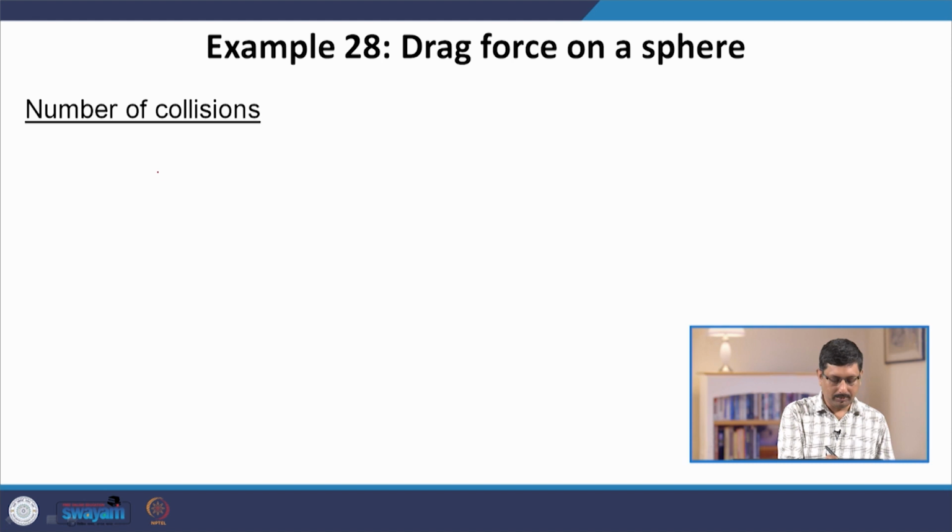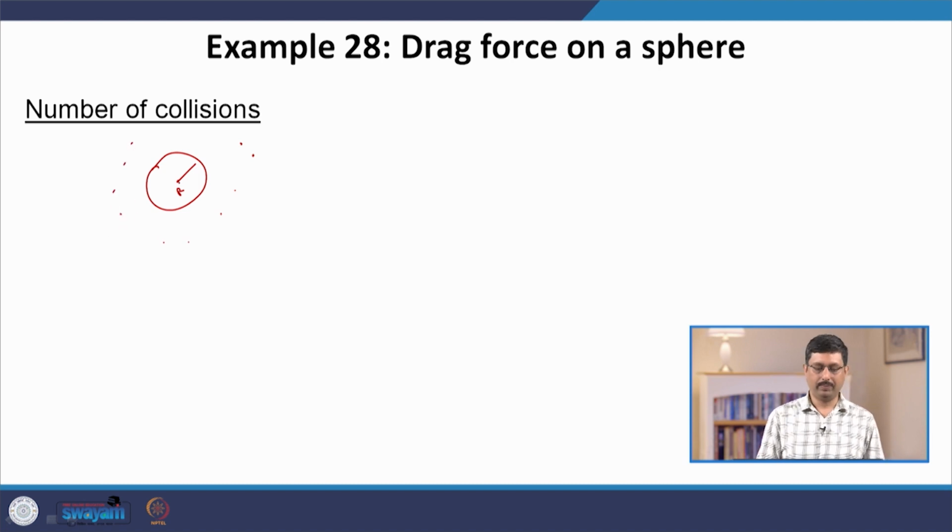So, here the picture is the following. So far we have considered just one collision. Now, there are a lot of particles inside this fluid and they are hitting the sphere from all sides. The sphere is moving to the right with a speed v, which means if you are sitting on the sphere, the particles are approaching the sphere with some speed v. So, what is the net number of particles that are approaching?